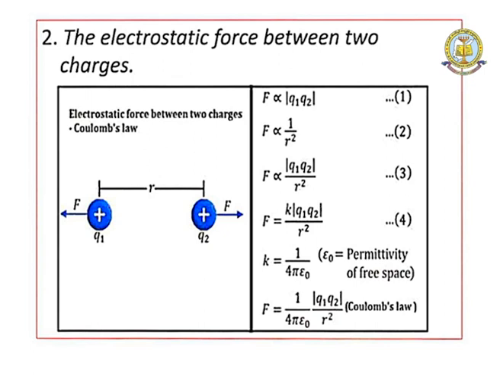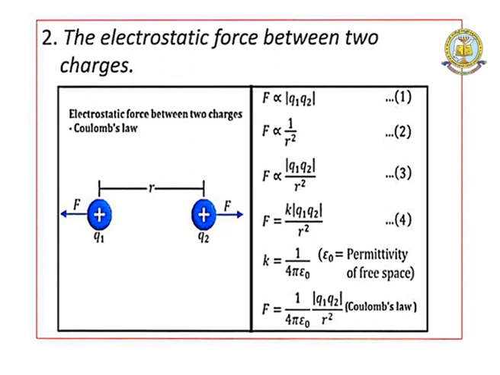Another example of central force is the electrostatic force. This is between two charges, q1 and q2, separated by a distance r. This force is proportional to the q1 charge and q2 charge, and inversely proportional to the square of the distance, that is F proportional to 1 by r squared. So F proportional to q1 q2 by r squared, F equals k into q1 q2 by r squared, where k is the constant.